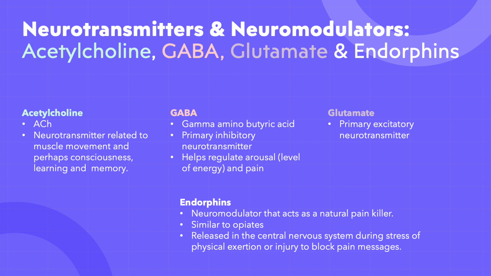And then we also have endorphins. These are neuromodulators and they act as a natural painkiller, very similar to opiates like heroin or morphine, which are part of the opioid family. And they're released in the central nervous system during stress of physical exertion or even injury to block pain messages.